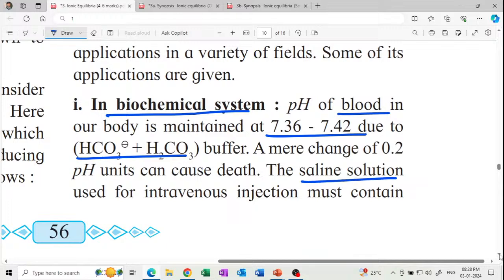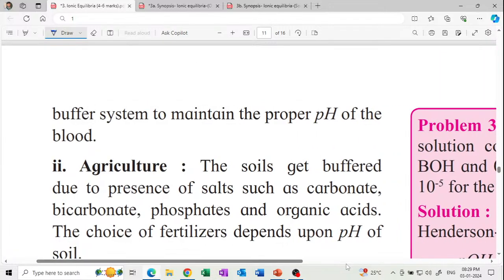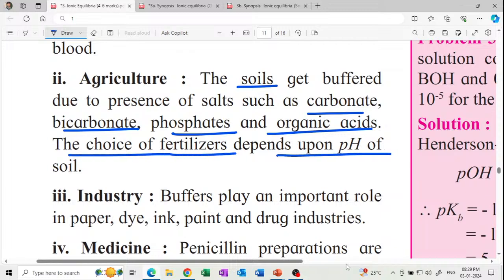Next, the saline solution used for intravenous injection must contain a buffer to maintain the proper pH of the blood. Next, in agriculture, the soil gets its buffer from carbonate, bicarbonate, phosphate and organic acids. The choice of fertilizer depends upon the pH of the soil. This is very important.